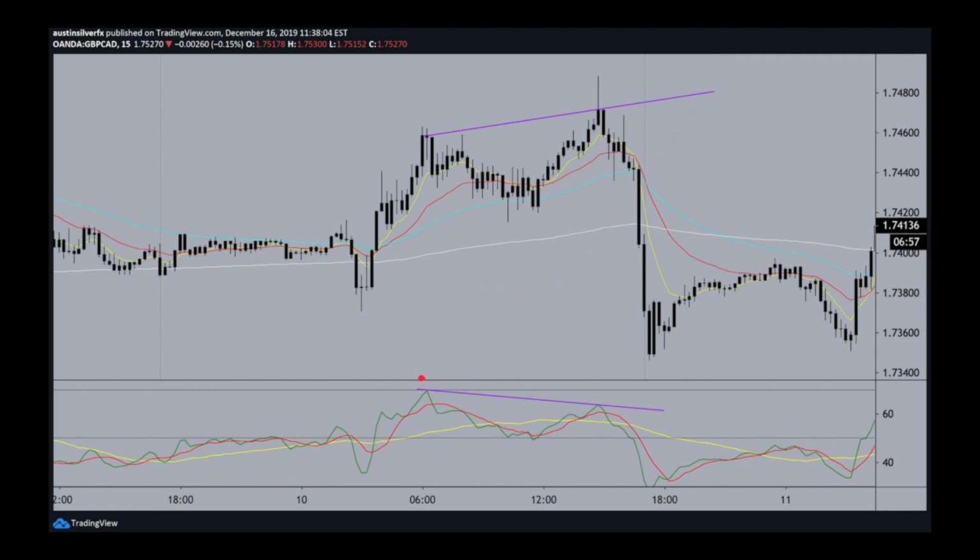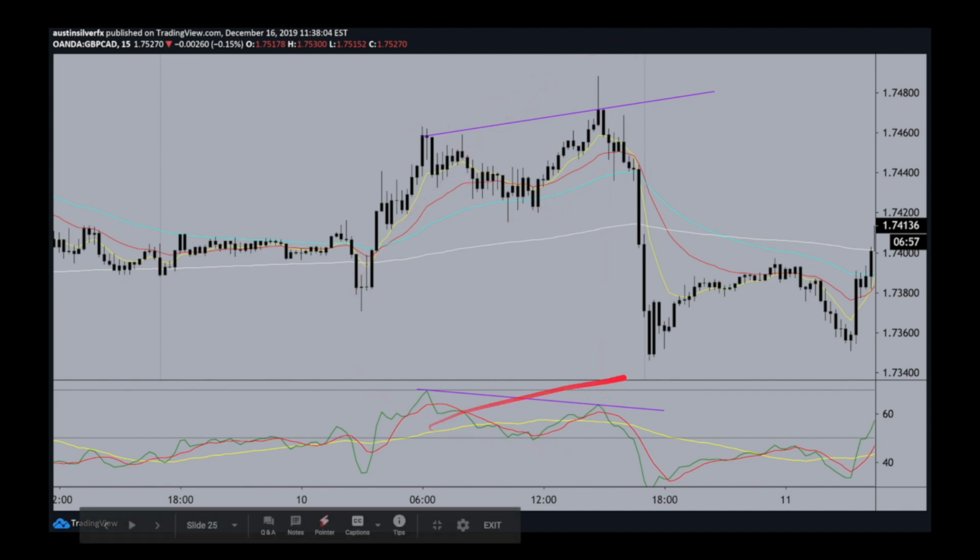And again, I'm just using reaction point 1 as my RSI high, reaction point 2 is price action high, and I match those points up.